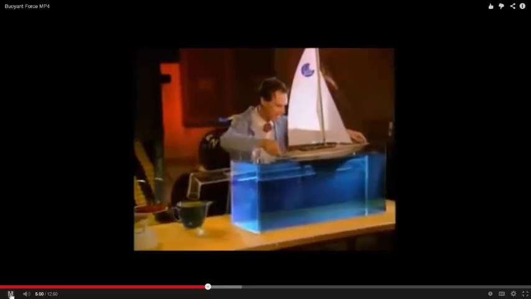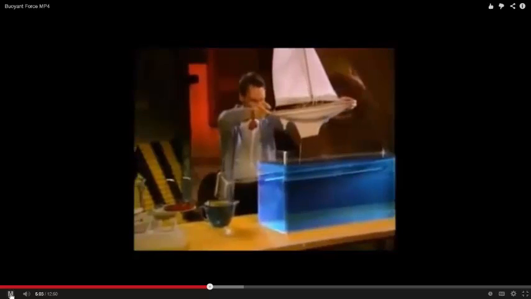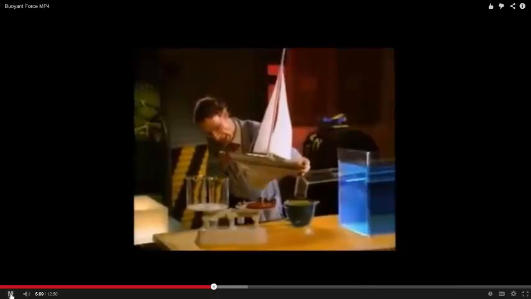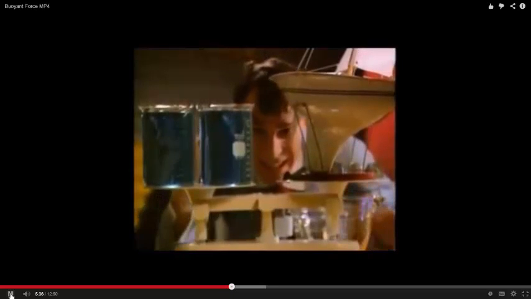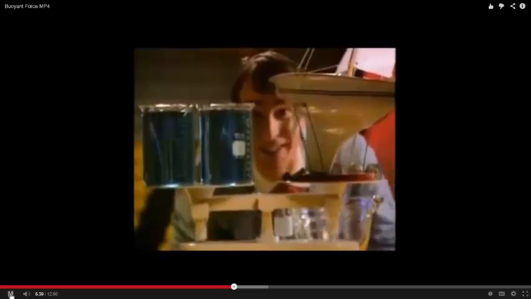Now watch this. I'm going to place the boat on the scale, which right now is in balance. Now the boat takes it out of balance. Now I'm going to put the water that we displaced earlier on the other side. See? Just balance.